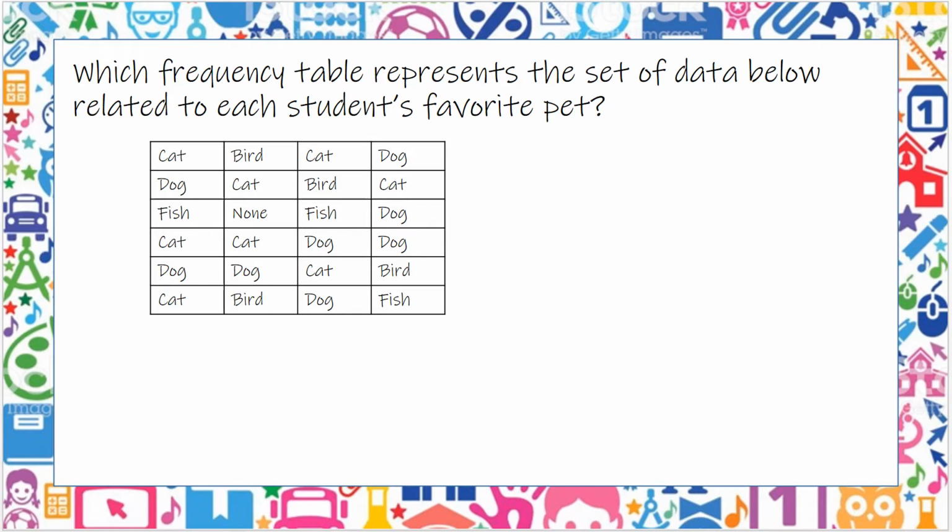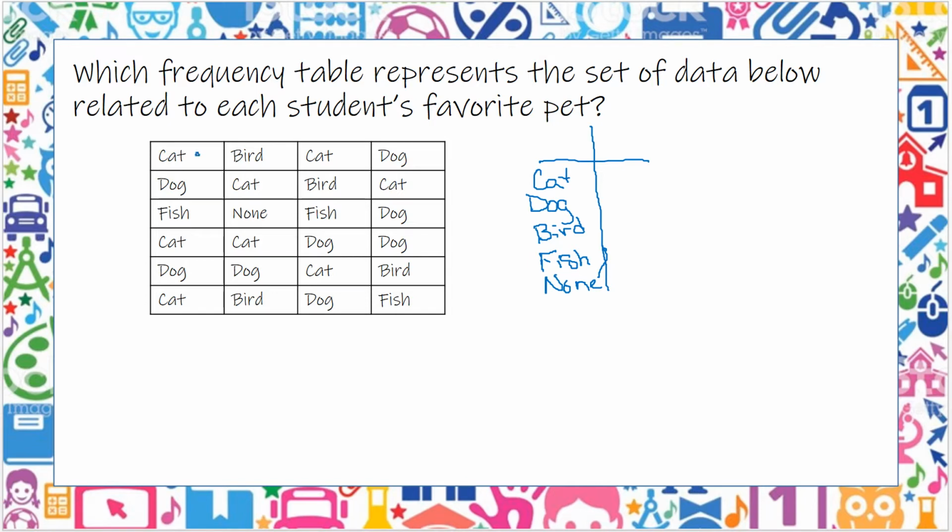Which frequency table represents the set of data below? We're actually going to make our frequency table, and it's related to each student's favorite pets. A frequency table is a table that has all of the options listed. We've got cat, dog, bird, fish, and none. Those are just the ones I see. If we run across another one, we can always add it.